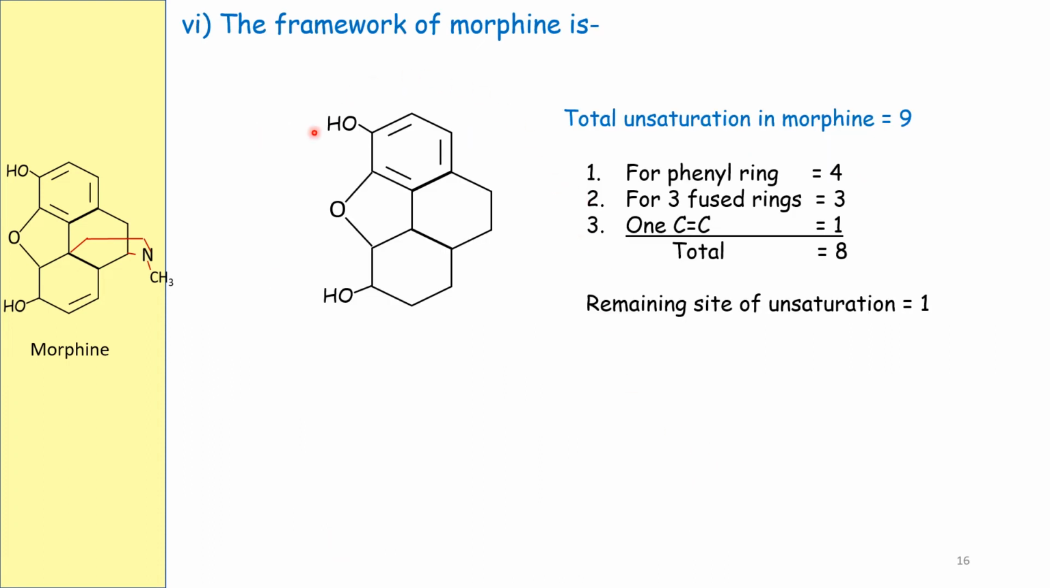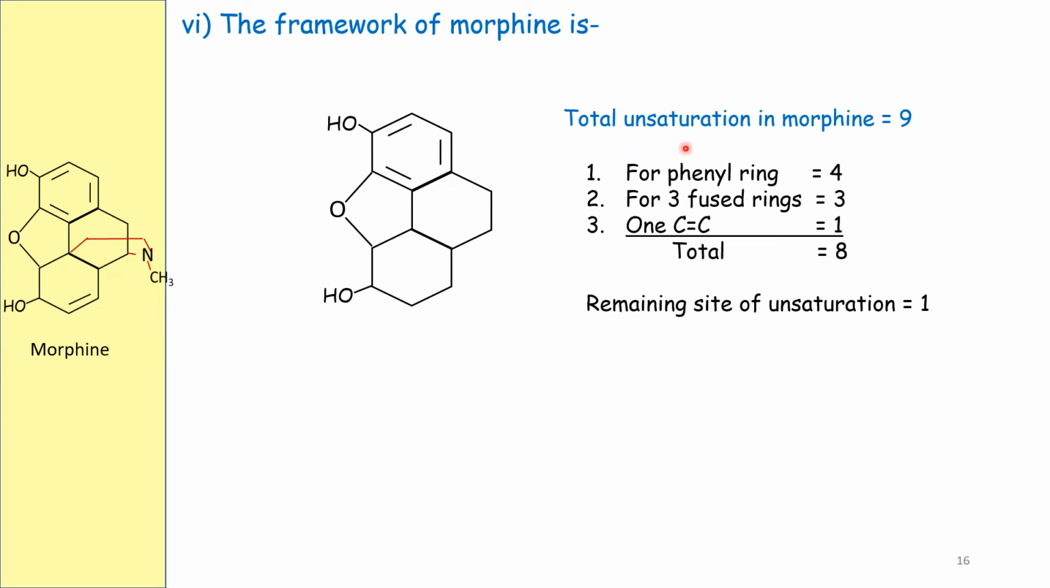Thus, the framework of morphine is like this. This is the phenolic OH group at position number 3. There is the presence of an ether linkage, using the hydroxy group at position number 4. This is the ether linkage. And the secondary OH group is present at position number 6. There is a phenanthrene ring-like structure, and this is the framework of morphine.